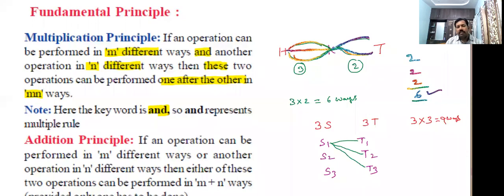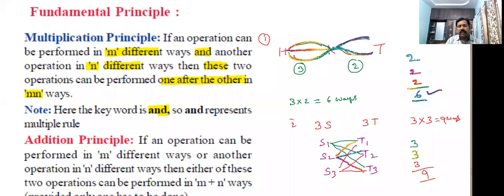Now S1T1, S1T2, S1T3. How many are possible? 3. Similarly, S2T1, S2T2, S2T3, again 3 different pairs possible. Now S3T1, S3T2, S3T3, here also 3 different pairs. By adding these, how many different pairs are possible? There are 9 different pairs possible. Okay, students, have you understood now? This is the first example.